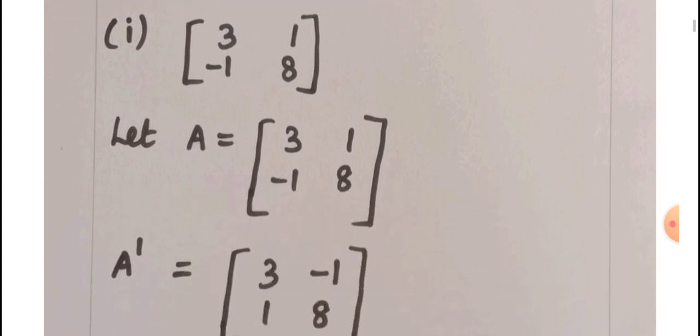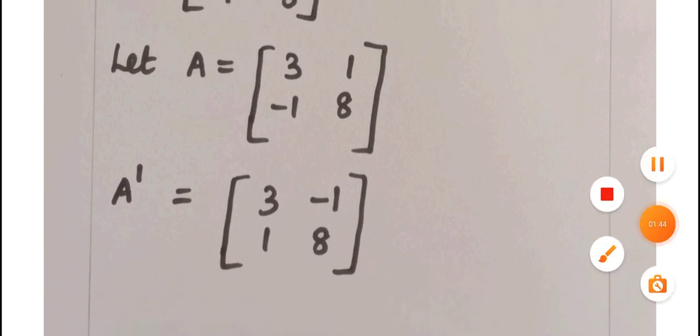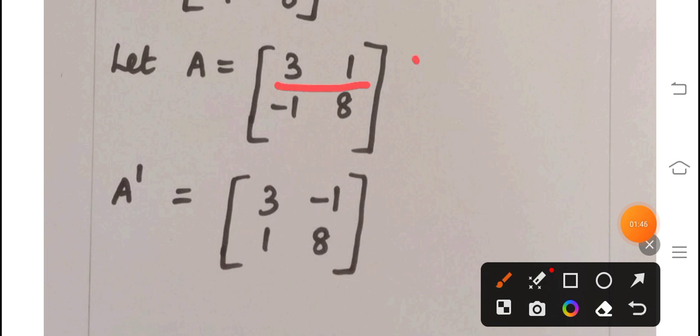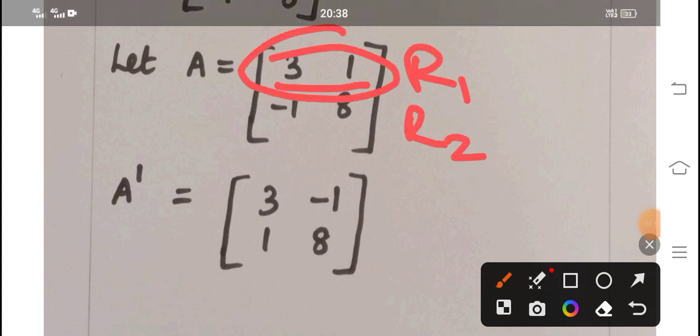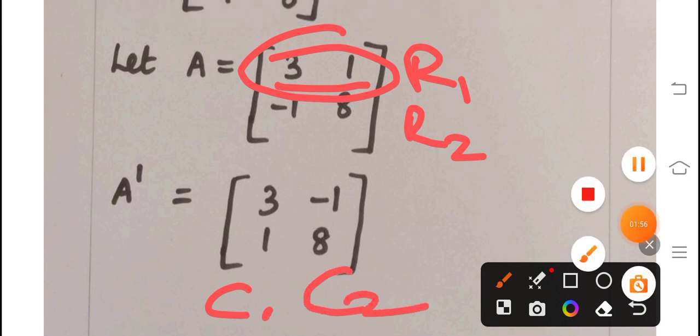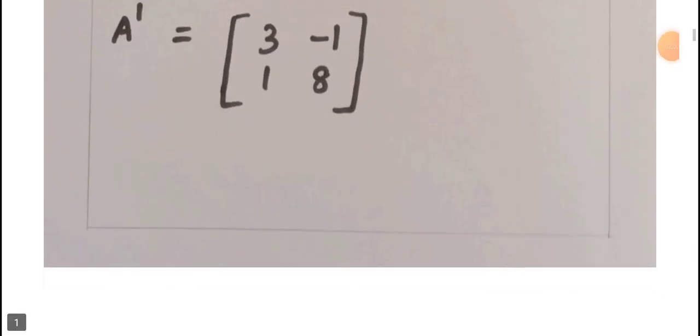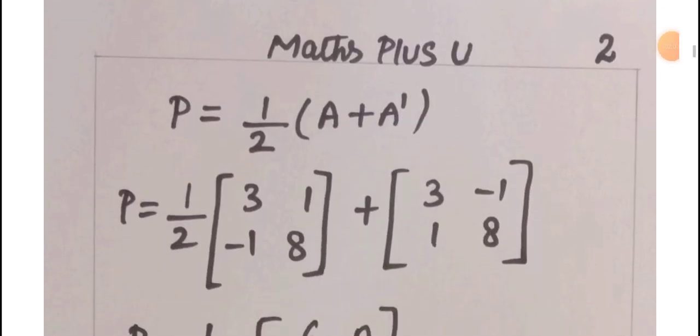Now, we have a format for this. First, take this question as A and find A transpose. We all know, children, how to do the transpose. R1 becomes C1 and R2 becomes C2. Is this somewhat clear? So once we have done the transpose, A transpose, for your symmetric matrix, I said P, you want to get P.